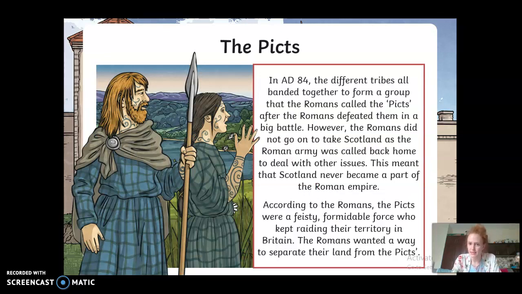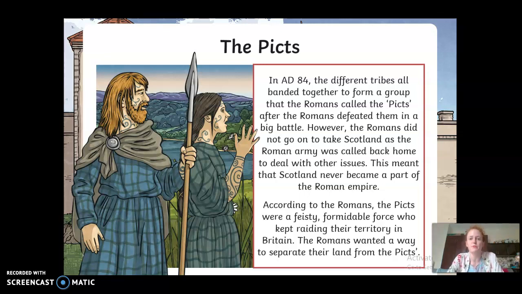In year AD 84, the different tribes all banded together to form a group that the Romans called the Picts, after the Romans defeated them in a big battle. However, the Romans did not go on to take Scotland, as the Roman army was called back home to deal with other issues. This meant that Scotland never became a part of the Roman Empire. According to the Romans, the Picts, or the Scottish tribes, were a feisty, formidable force who kept raiding their territory in Britain. The Romans wanted a way to separate their land from the Picts.